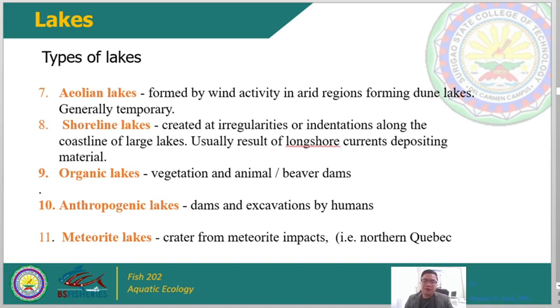Organic lakes are vegetation and animal like mga caused by beaver dams, no? Kanang mga beaver dams mahimog lake tungod kay kanang mga beaver diha na siya maghimo og mga shelter nila. So dili na maka-flow ang river, and turns out nga nahimo na siya nga lentic environment because of this vegetation nga nakaharang or animal nga nag-build og mga shelter nila dito like mga beavers. Number 10 is anthropogenic lakes, dams, and excavations by humans. Okay, so obviously. 11, meteorite lakes, craters from meteorite impacts. So those are the different types of lakes. Ano? Mga klase-klase nga mga lakes.